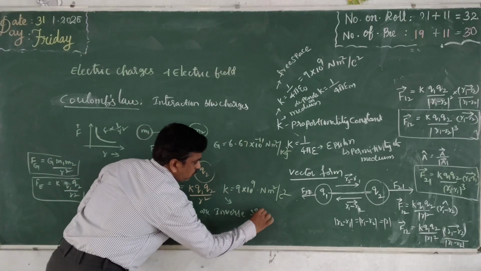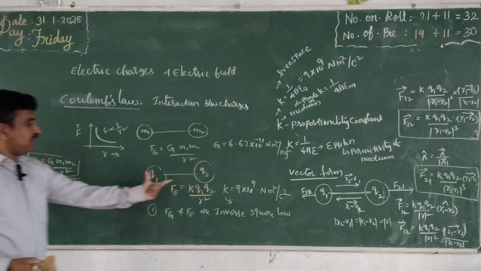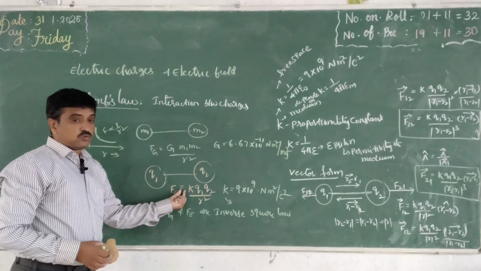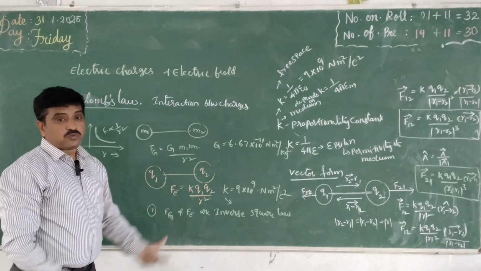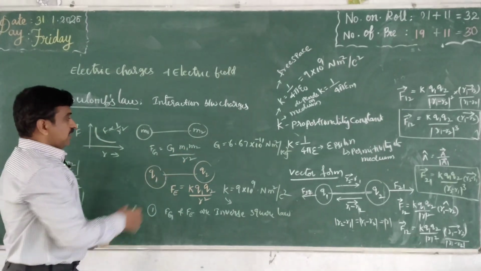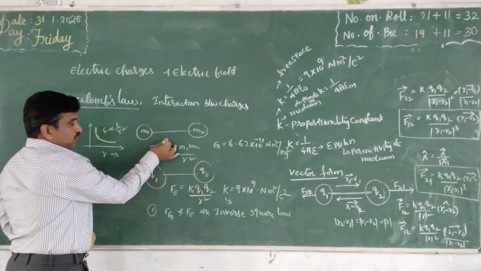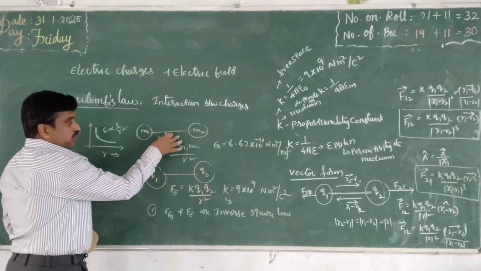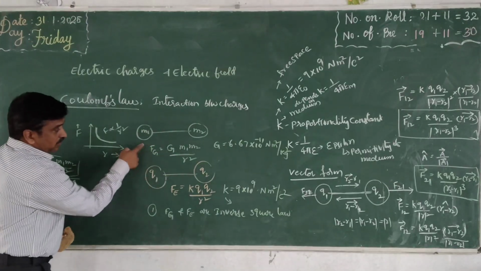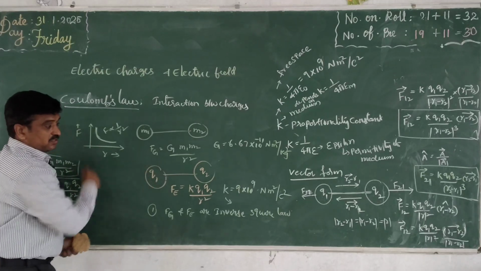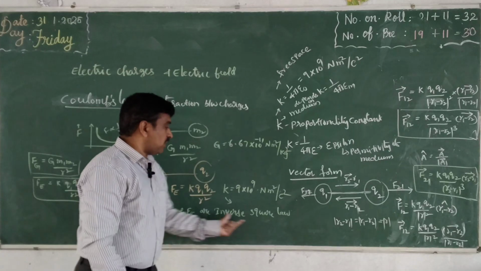Inverse square law means that as the distance increases, the force between the two charges decreases. As the distance decreases, the force between the two charges increases. Here also it is the same: when the distance between the two masses decreases, the force increases, and when the distance between the charges increases, the force decreases. So both depend on the square of the distance. That's why we can say gravitational force and electrostatic force both follow the inverse square law.